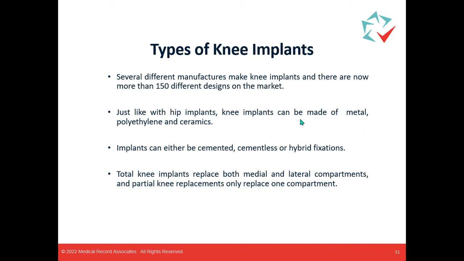And we already discussed what press fixed means. So that's where that prosthesis is not cemented at all. Rather, it's made of a porous material that is screwed onto the bone, and that bone eventually will grow around that prosthesis, permanently adhering it to the body. A total knee prosthesis replaces both the medial and the lateral compartments, and a partial knee prosthesis replaces only one of those compartments.